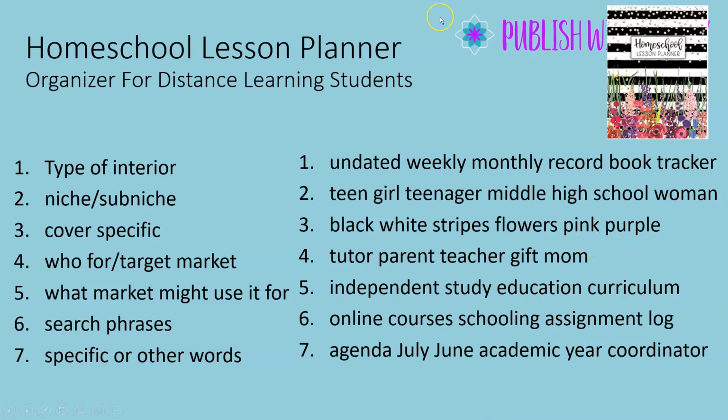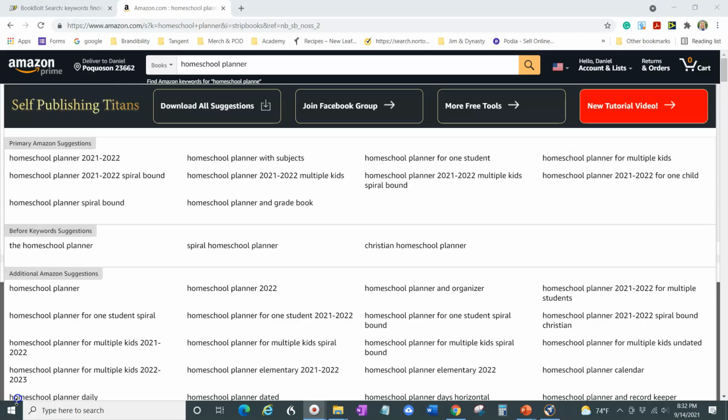All right, so how do I find these keywords? One of the first places I go is, yes, shockingly, Amazon. Amazon is a fantastic place to find keywords. So I start typing things in like homeschool planner, and I have the Self-Publishing Titans, and I also have AMZ Suggest. So it gives me keywords before, keywords after. And so I start looking online.